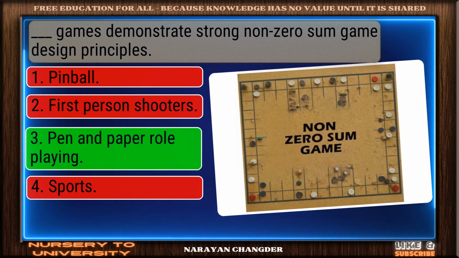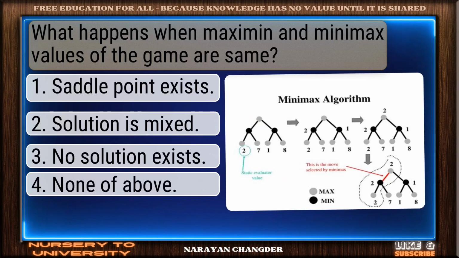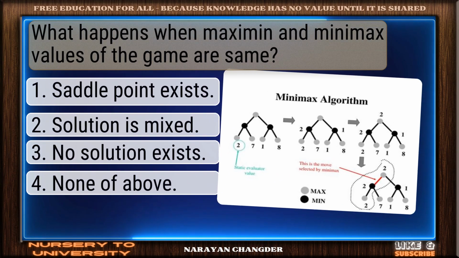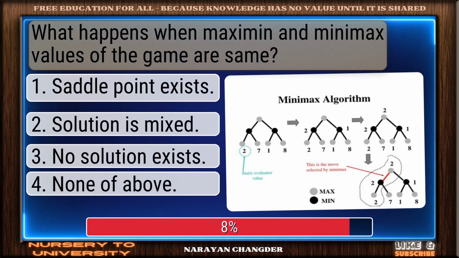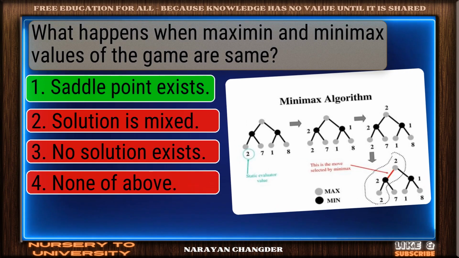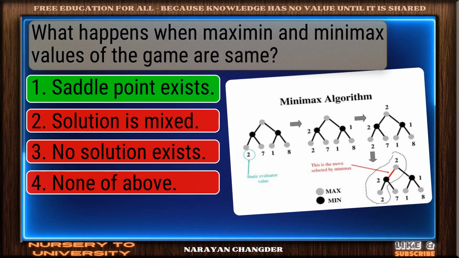Good thinking. Pen and paper role-playing is the right answer. What happens when maximum and minimax values of the game are same? Good job. Your answer, saddle point, exists works well here.